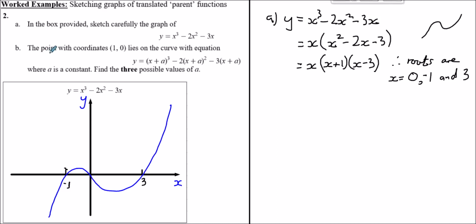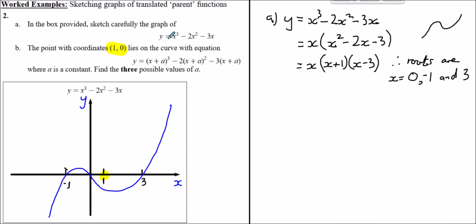Now part B is where people often get very muddled. So part B, we've got this point with coordinates 1, 0. So whereabouts would 1, 0 be on our graph? Well, obviously it's going to be between 0 and 3. 1, 0 is going to be about here, isn't it, if you think about it? So 1, 0, that's here effectively. So it crosses the x-axis at 1.